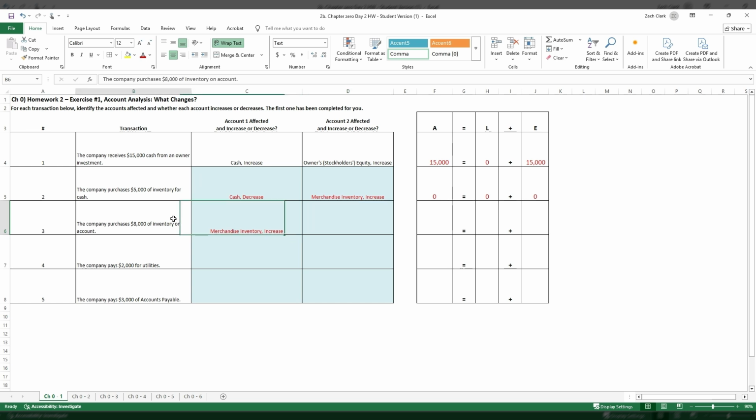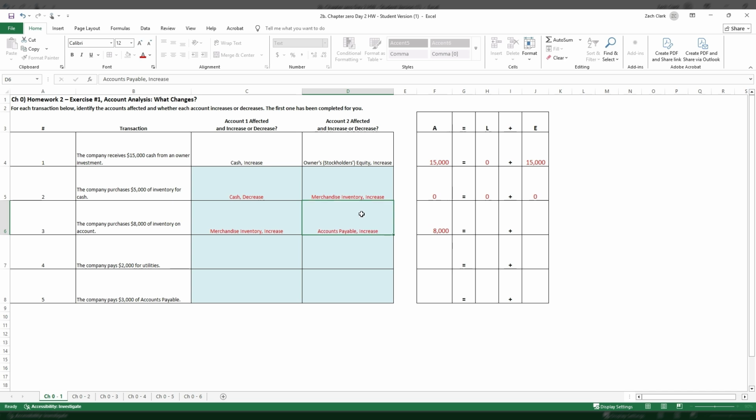But in this instance, we have a real specific thing we want to keep an eye out for. When it says on account, that's going to hopefully jog your memory and help you remember that since we bought this inventory, we have the inventory, it's an asset, it's increasing, so we could put that here, 8,000, but we didn't pay cash for it yet. Instead, we basically incurred a liability or an obligation to make a future payment on credit, essentially, if you will. And so we can say accounts payable, that's the liability account we use here.